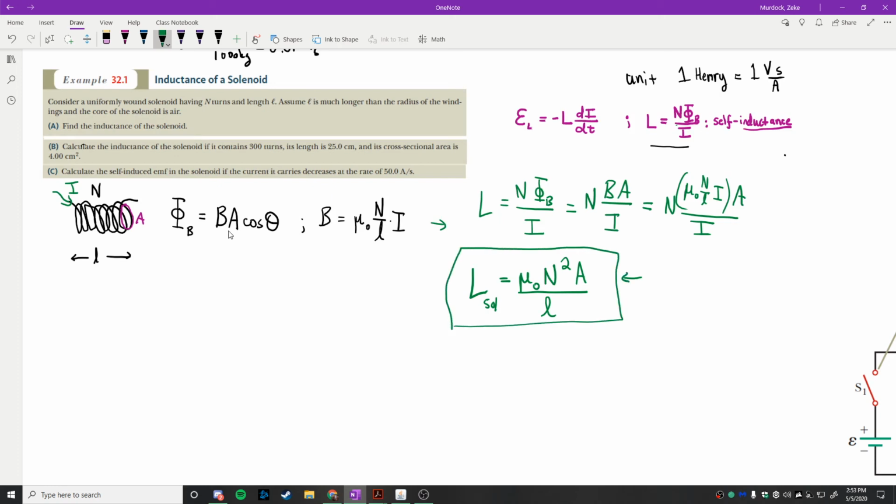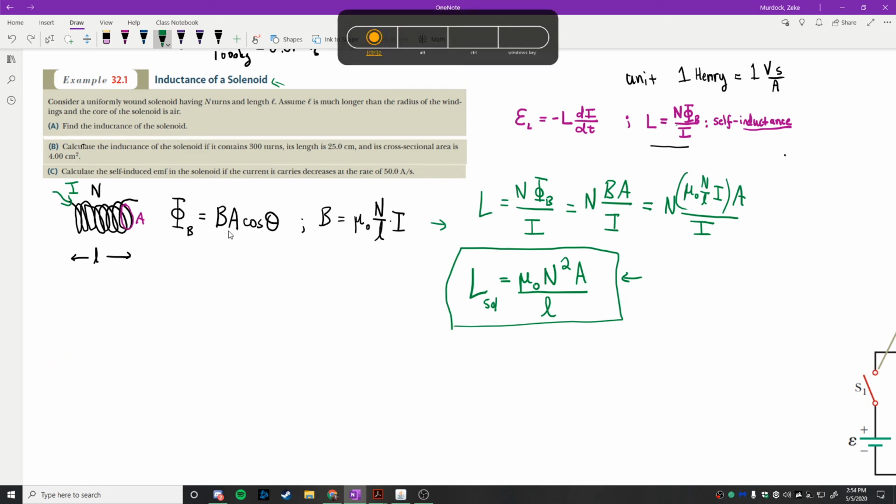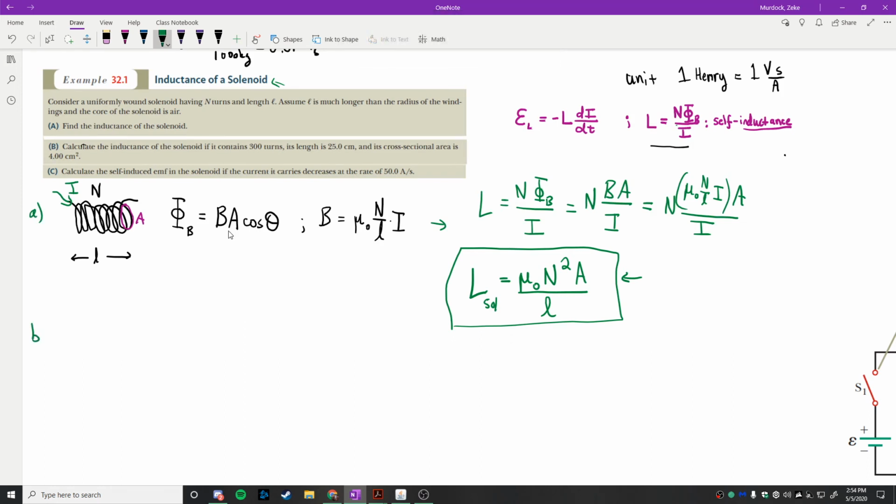This is the inductance of a solenoid. Well, it says it right there. The inductance of a solenoid. We'll do a calculation of what it is in part B. So that's A. So if we say that the number of turns is 300, and its length is 25 centimeters, so that would be 0.25 meters, and its area is 4 centimeters squared, which is like 10 to the negative 4.